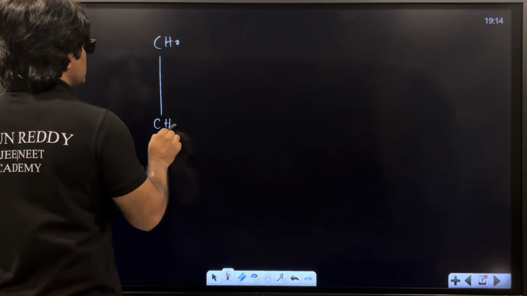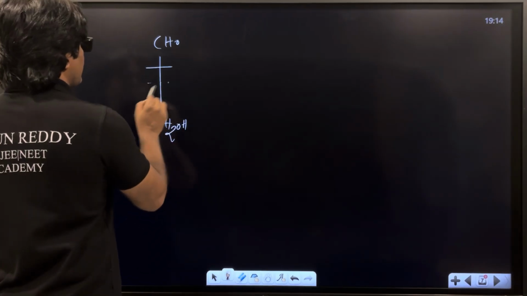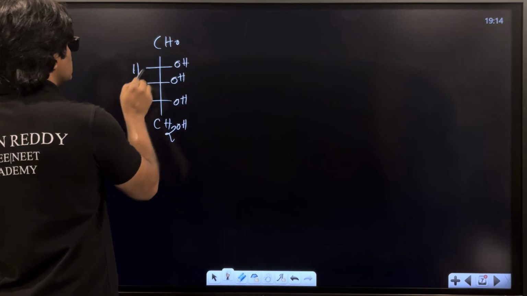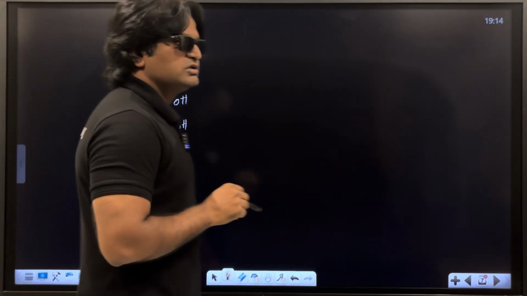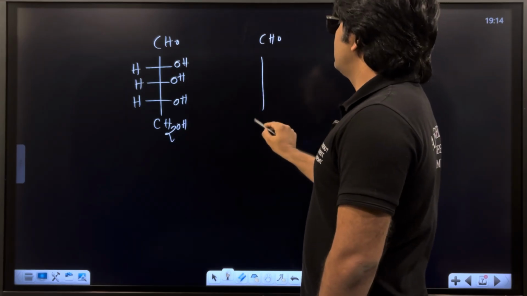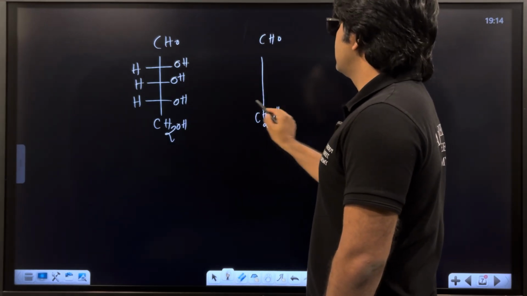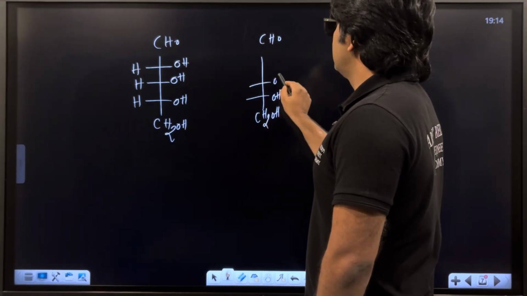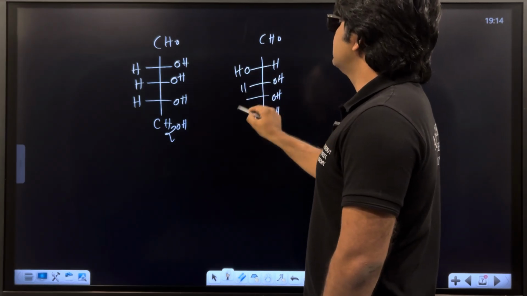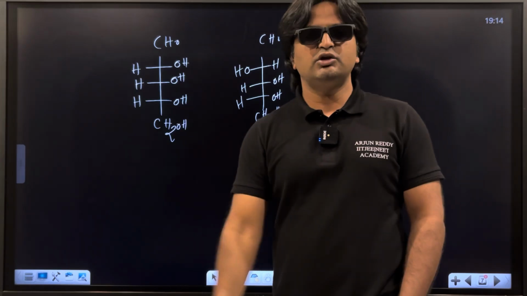Next one, for example, if you increase the number of carbon atoms like this, CHO and CH2OH, now the OH groups are given like this: OH, OH, hydrogen, hydrogen, and hydrogen. Next one, CHO and CH2OH, here OH right side, OH right side, here OH left side, hydrogen, hydrogen, and hydrogen. These are the two molecules given.